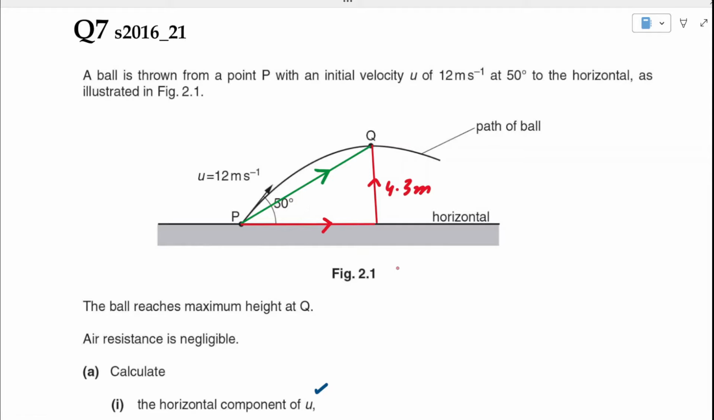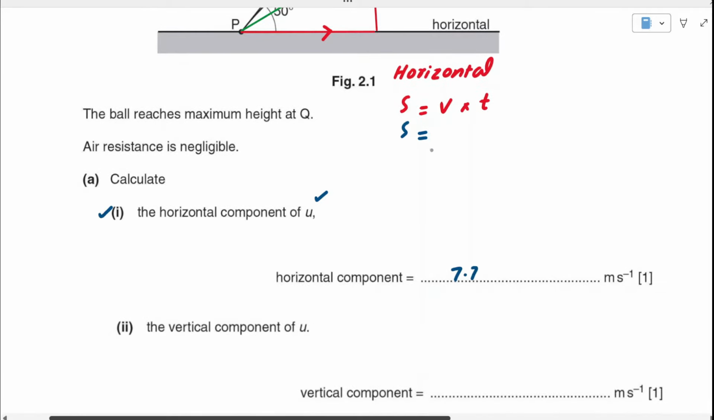Well, we need to use the formula of the horizontal motion, which is, we have only a single equation for the horizontal motion. Displacement equals velocity into time. So do I have the initial horizontal velocity? I do have it. So the horizontal velocity is 7.7.